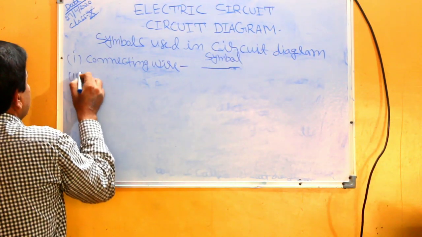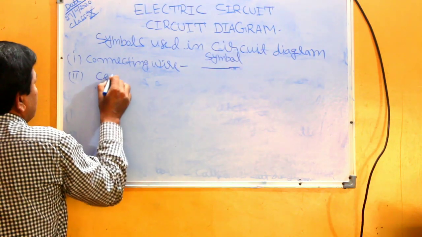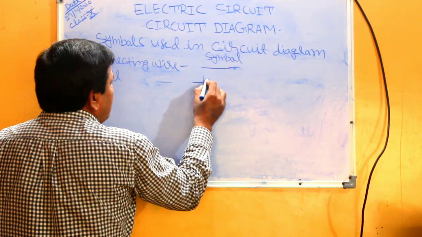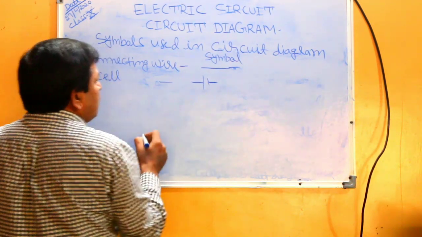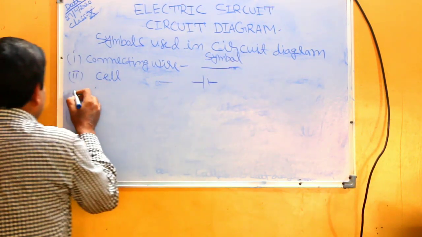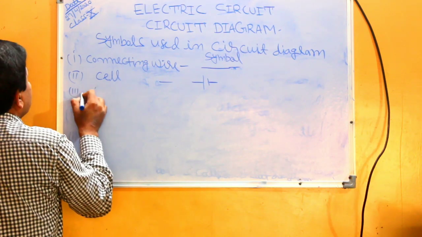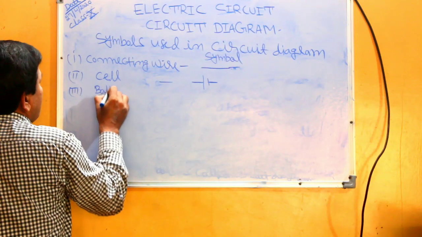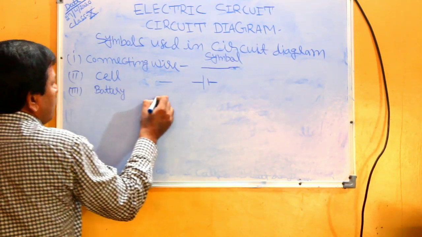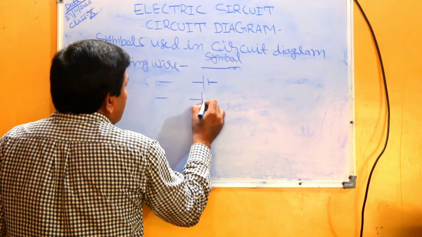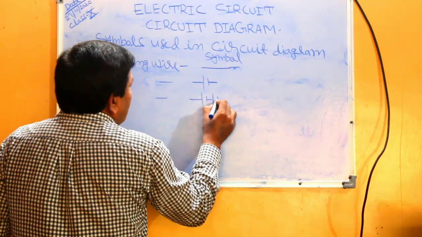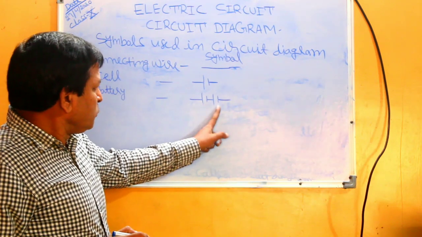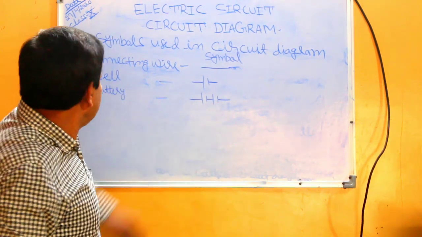Second is cell. Cell is just like this. And when we use battery, that will be a combination of two cells. This is battery. Here we have used two cells. So it is battery.